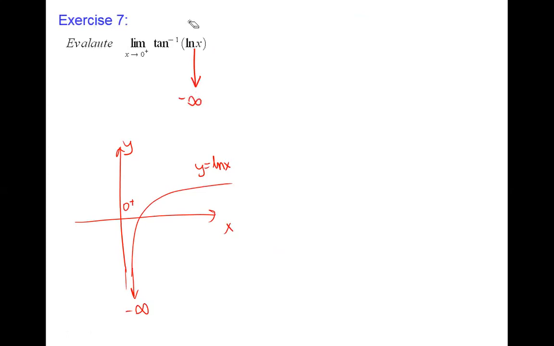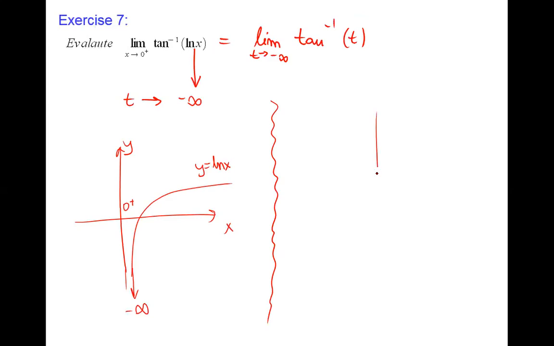That means now let's think how inverse tangent behaves at negative infinity. Inverse tangent at t. We just did. That means how inverse tangent behaves at negative infinity. I can draw it maybe one more time. I would like you to see it's negative pi over 2.